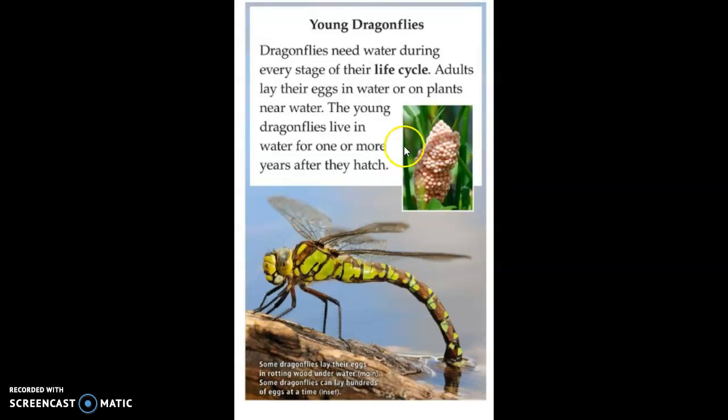Don't forget to use your pictures to help you understand. It starts to say down here that some dragonflies lay their eggs in rotting wood underwater. Some dragonflies can lay hundreds of eggs at a time. And that's what this picture over here is.